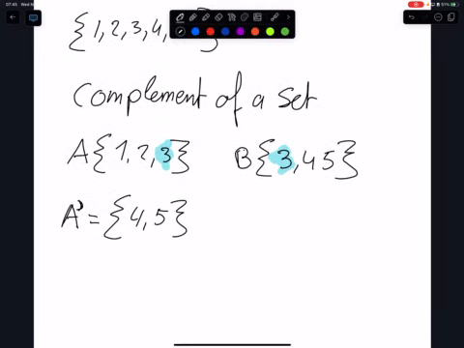You can also say it with B. Give me the answer to B apostrophe. Everything, all the numbers that are not in B. So your answer is 1 and 2. Everything that's not in B. Yeah? And now we move on to the circles. Venn diagrams.